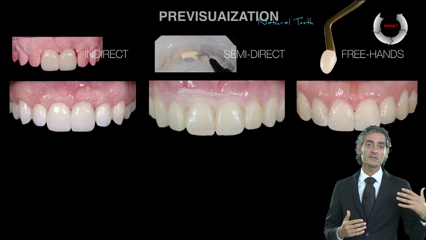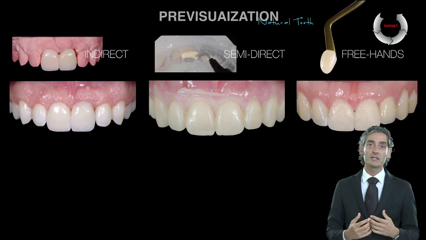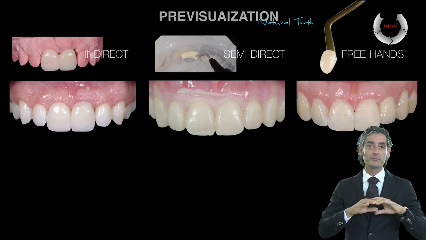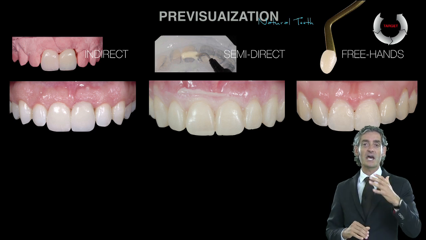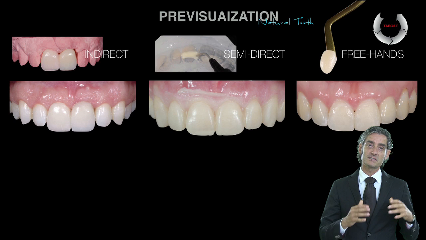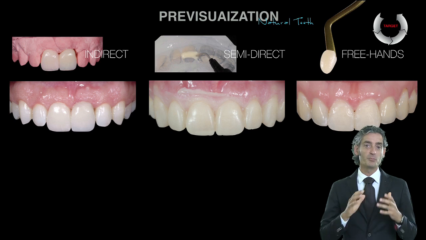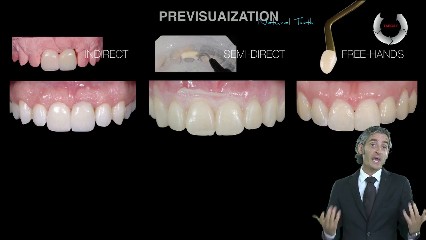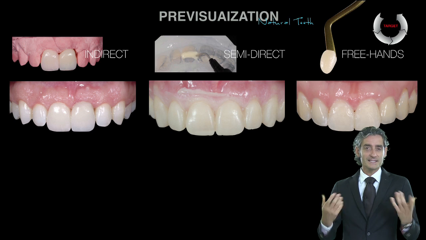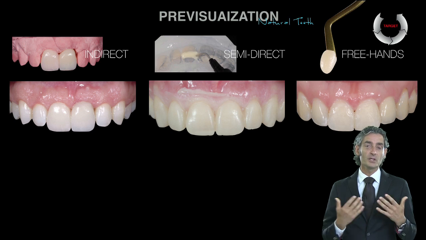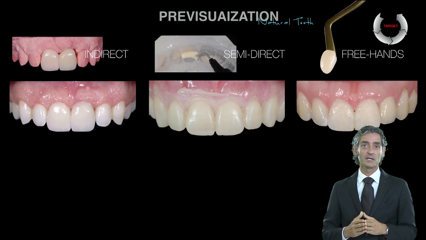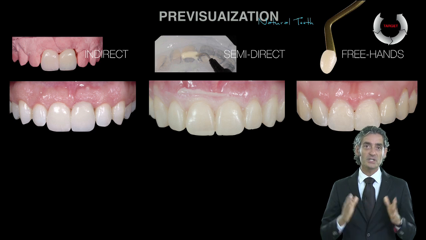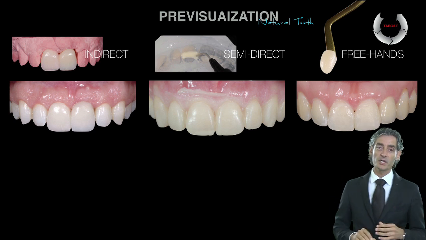We can go indirect, so it means that technician is creating for you like acrylic veneers to put over. You can go with the semi-direct technique that starts from the workshop and then you print them out, or you can go freehand if you want, in the way to understand the shape, the length, and then you can start to share with the patient your idea of aesthetic, your target, and the patient will understand really well what you want to do.